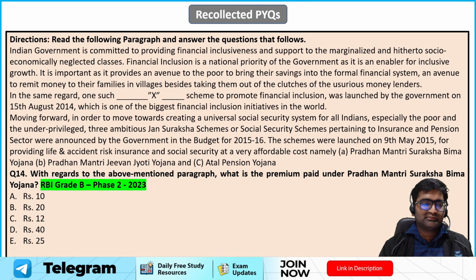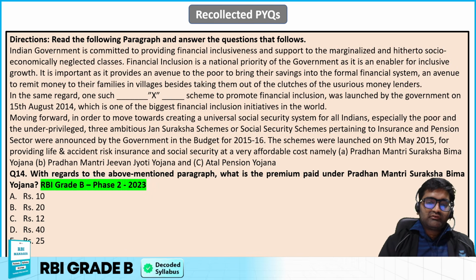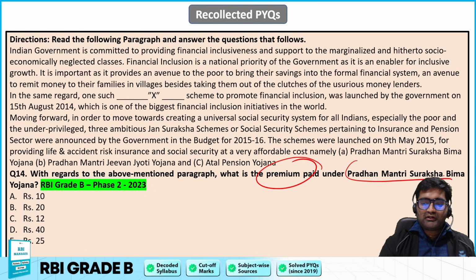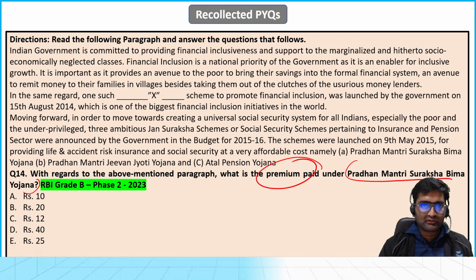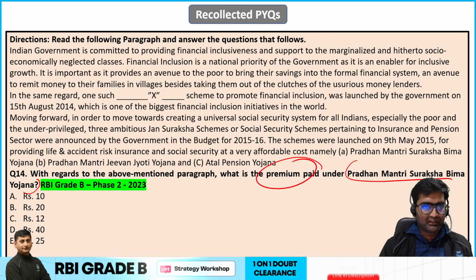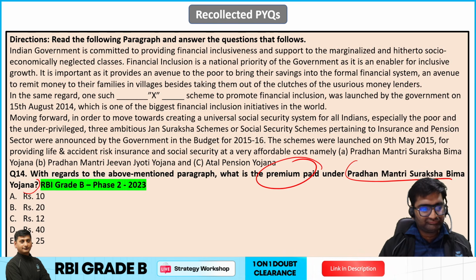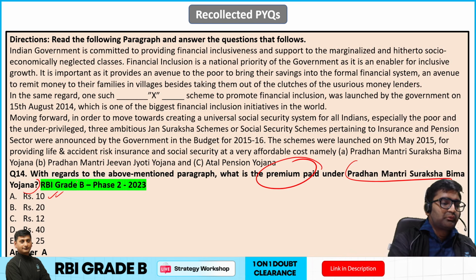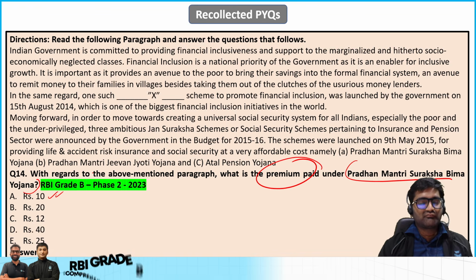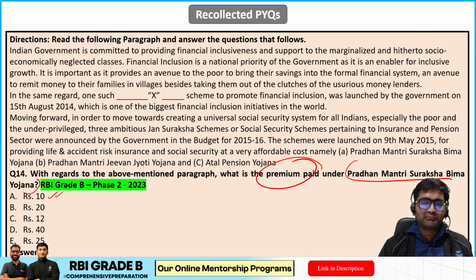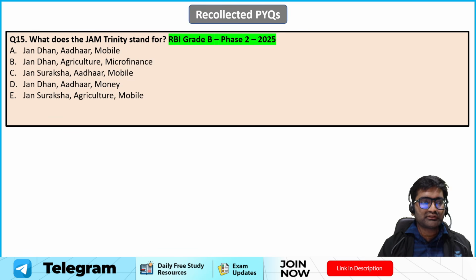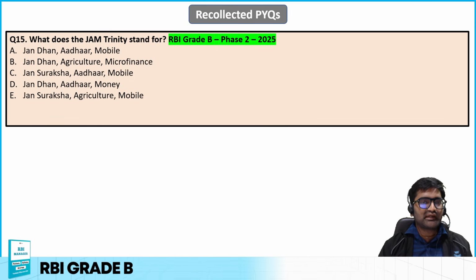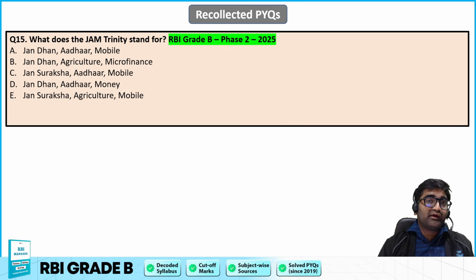Wonderful. With regard to this paragraph, what is the premium paid as per the Pradhan Mantri Suraksha Bima Yojana? Okay, what is the premium paid as per this particular Yojana? Annually, some premium is to be paid by that person. So, what is that? It is 10 rupees only annually to be paid. While talking about the other, Pradhan Mantri Jeevan Jyoti Bima Yojana, it is around 420 something. Okay, that has to be paid. Now coming to the next question, what does this JAM Trinity stand for? This is also something that I have already explained to you.